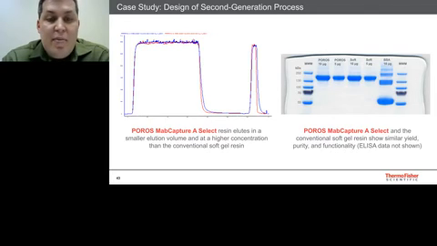They analyzed purity by SDS-PAGE, and they did not see any difference in purity between the antibodies purified on POROS MabCapture A Select and recombinant protein A Sepharose Fast Flow. Lastly, they tested activity, which was not shown here, but they did not detect any difference in activity between the antibodies that were purified on the two different resins. They proceeded to increase the column to a production scale and tried to exploit POROS' properties by increasing the flow rates to reduce the processing time.